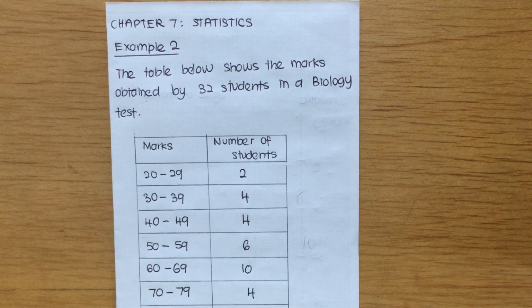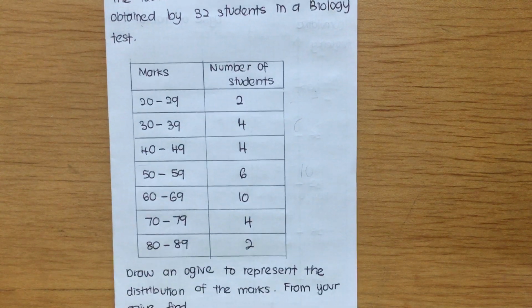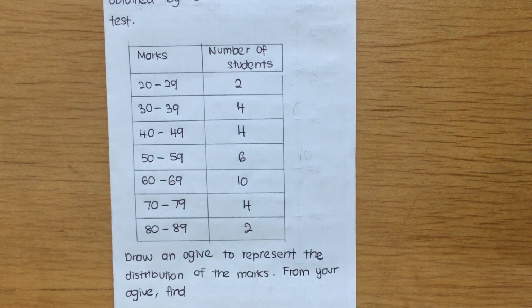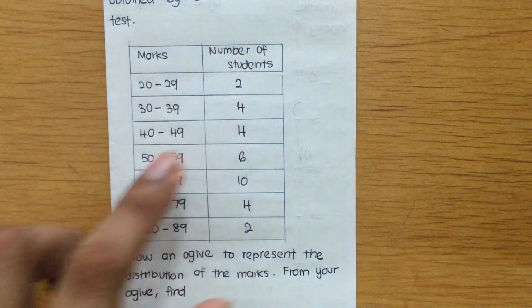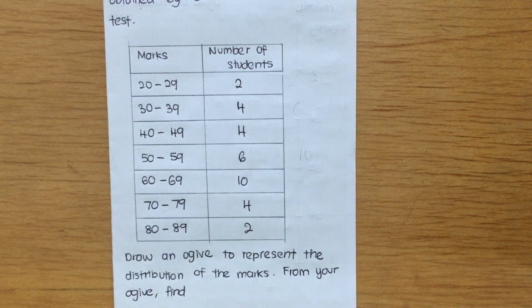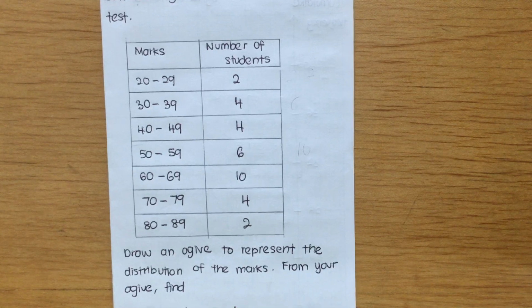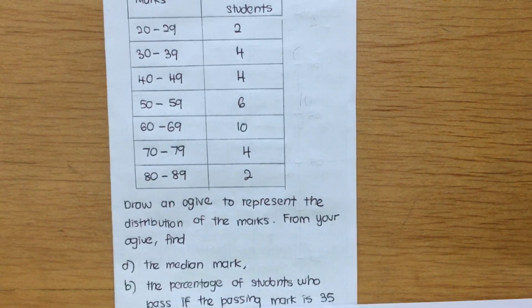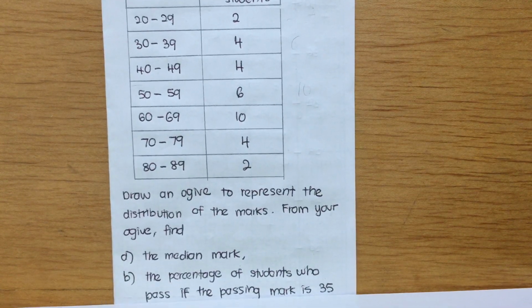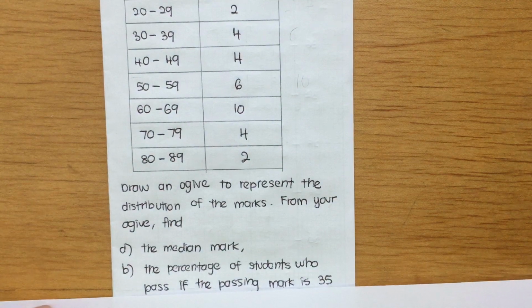Alright guys, let me pull this paper up. So as you can see here, these are the marks obtained by the students, and these are the number of students which obtained the marks respectively. The question asks to draw an ogive to represent the distribution of the marks. From your ogive, find the median mark and the percentage of the students who pass if the passing mark is 35.